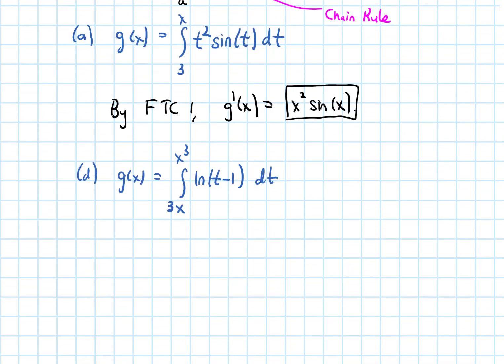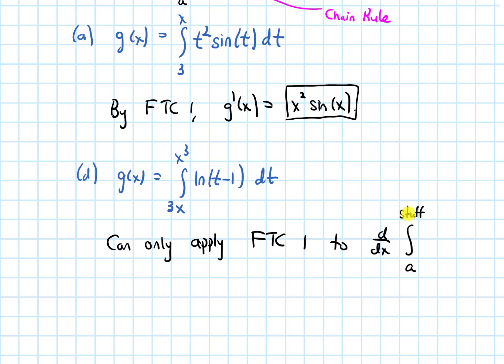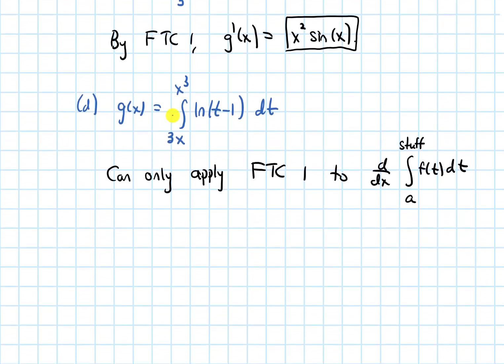That was part A. All right, let's look at part D now. So in D, we have the integral from 3x to x to the third of ln of t minus 1. So I noticed that with our integral, we have variables on the bottom limit of integration and the upper one, but we can only apply FTC part 1 when we're taking the derivative and we have a constant at the bottom and some stuff with the variable at the top, and we have f of t dt. But we can't do it when there's variables at the top and at the bottom. So I need some way to rewrite my integral.